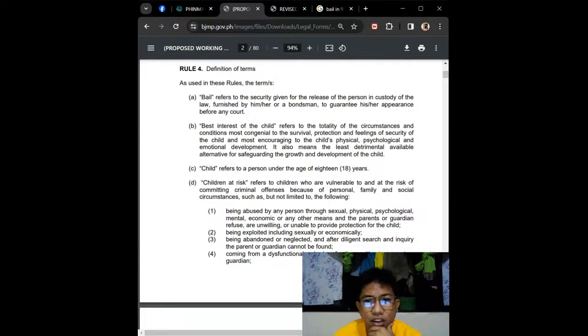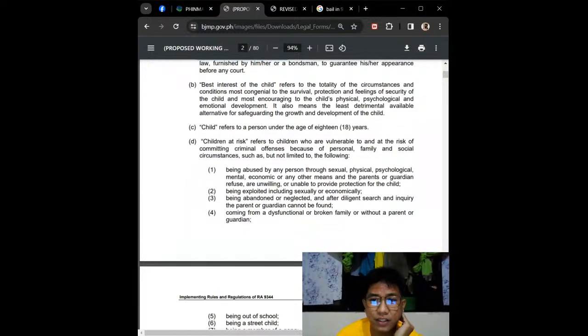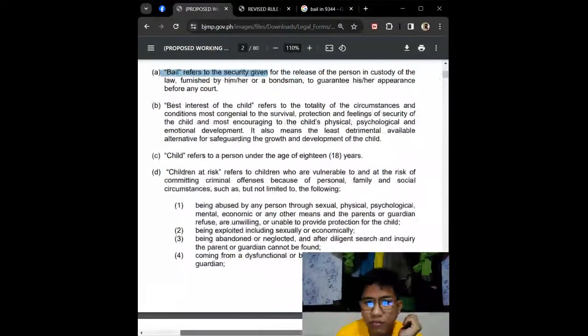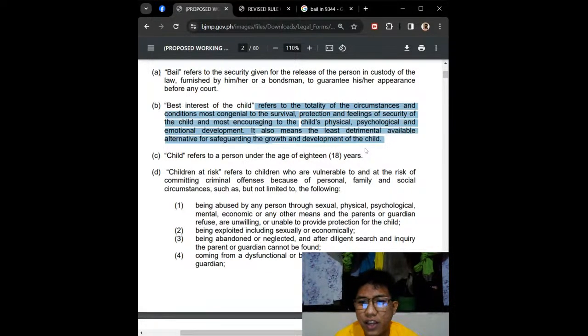Alright guys, as you can see here, bail refers to the security for the release of a person in custody. So next is the best interest of the child. It refers to the totality of circumstances and conditions most congenial to the survival, protection, and feelings of security of the child, and most encouraging to the child's physical, psychological development.